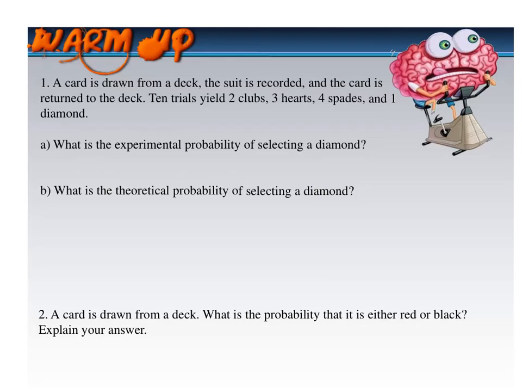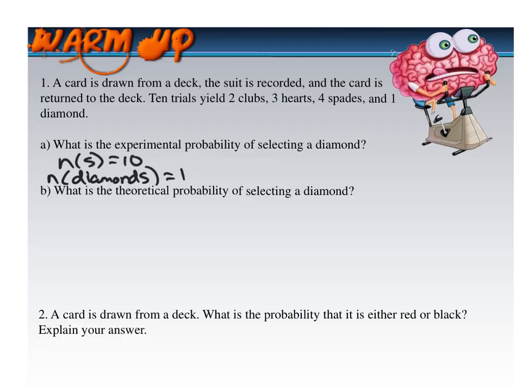Let's recap from yesterday. A card is drawn from a deck, the suit is recorded, and the card is returned to the deck. That is important. We have 10 trials, so my number of outcomes is 10. The number of times in those 10 trials that I yielded a diamond was once. So the experimental probability of drawing a diamond was 1 in 10, or 0.1, or 10%.